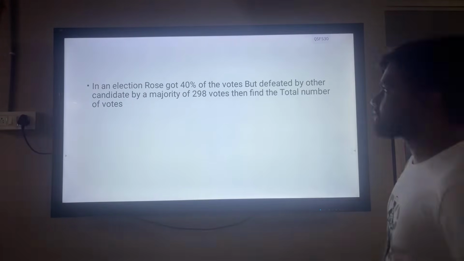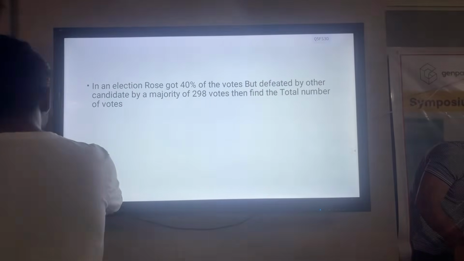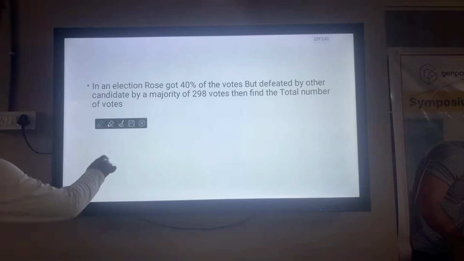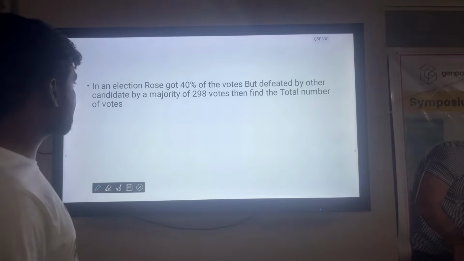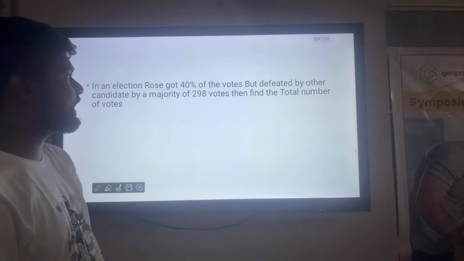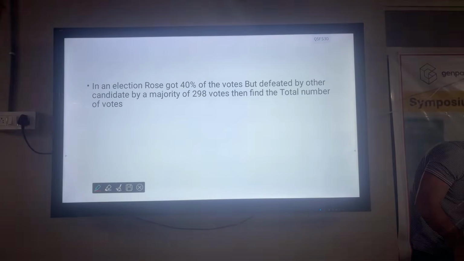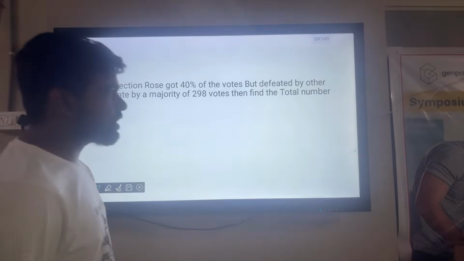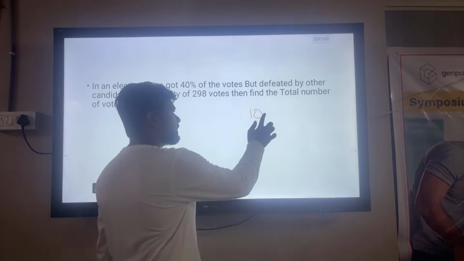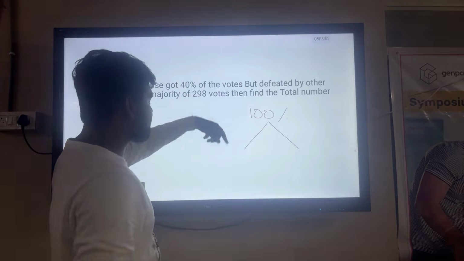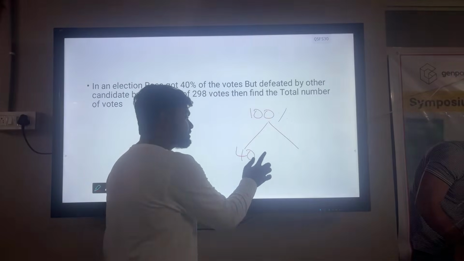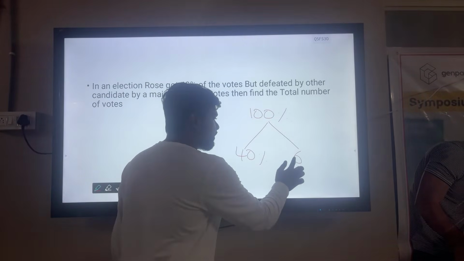In an election, Rose got 40% of the votes but was defeated by the other candidate by a majority of 298 votes. Then find the total number of votes. Total percentage is obviously what percentage? 100%. In this, Rose got what percentage of votes? 40%. That means the other candidate will definitely get what percentage of votes?